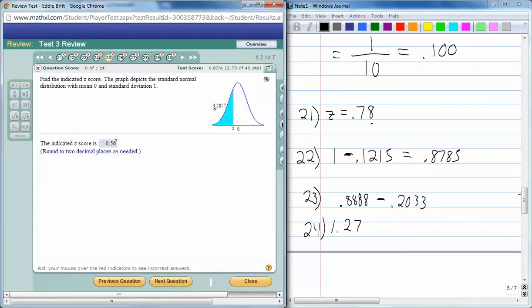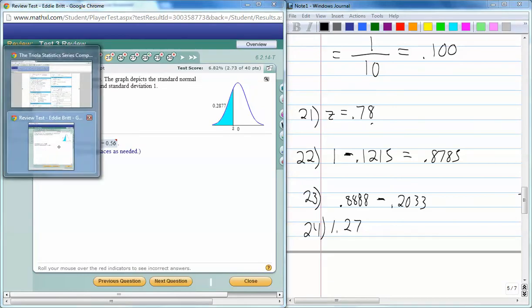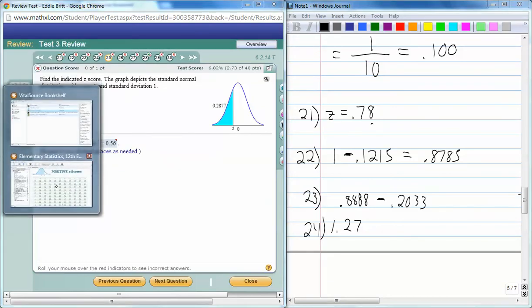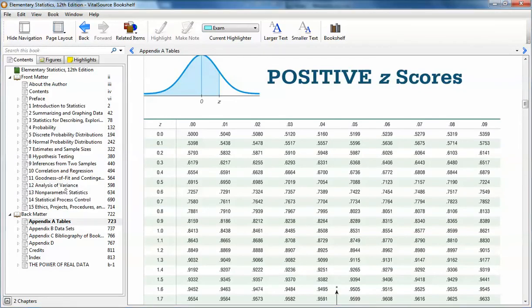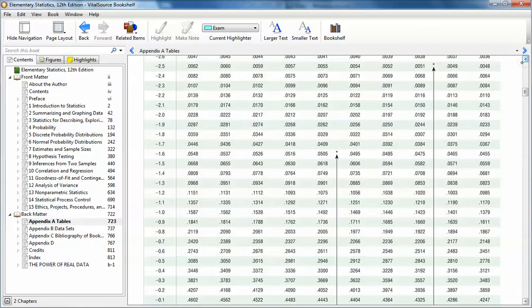This is another one where we're given the area and need to find the z-score. The area to the left of the z-score is 0.2877. So we want to find that area in the table. Go back to our table, and we're looking for 0.2877. Well, 0.5 is as small as we get on the positive z-scores, so we need to go back to the negatives.